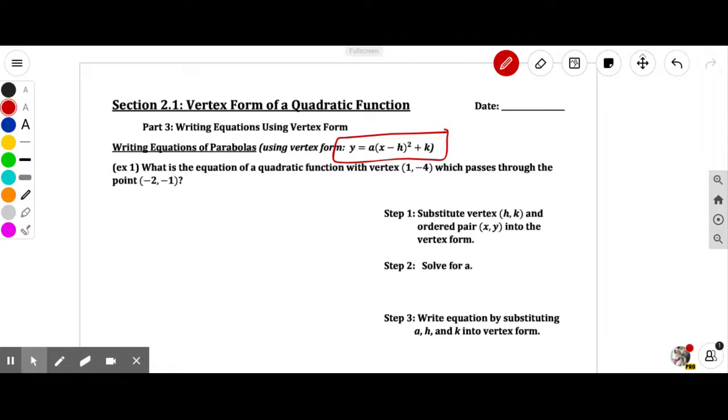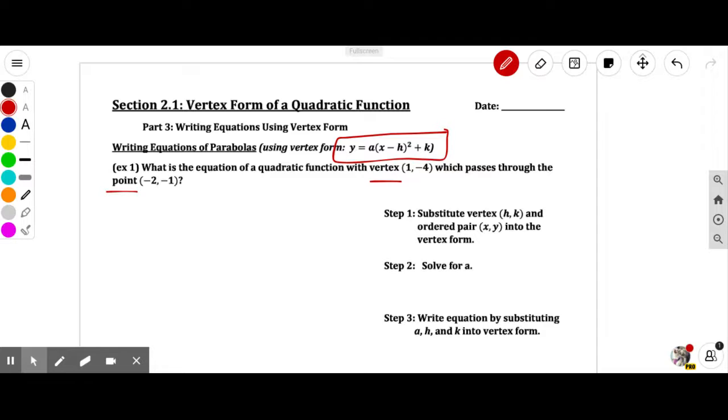So the past few lessons, we were given the equation and we analyzed the equation based on what it looked like. Now we're given some points on the graph and we're going to write the equation. So it's kind of like the reverse. This first example says, what is the equation of a quadratic with vertex (1, -4), which passes through the point (-2, -1)? So we're given a vertex and we're given a point, and we're asked to write an equation.